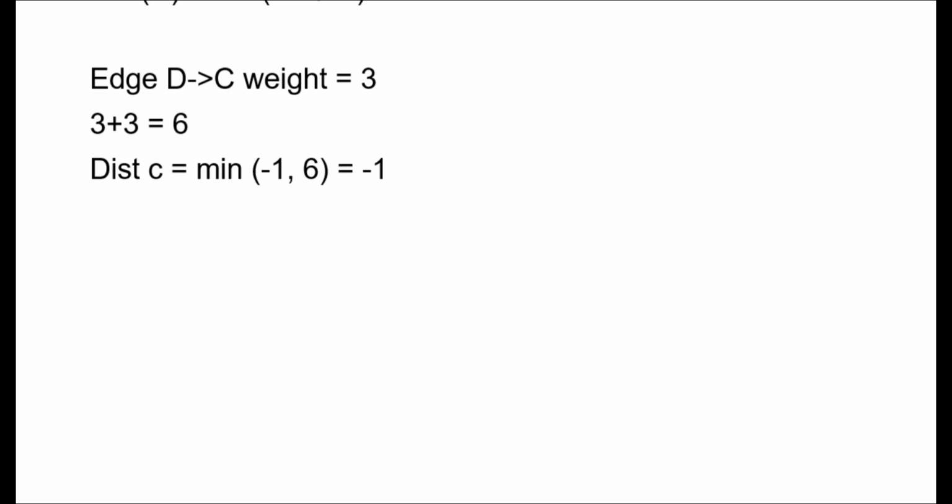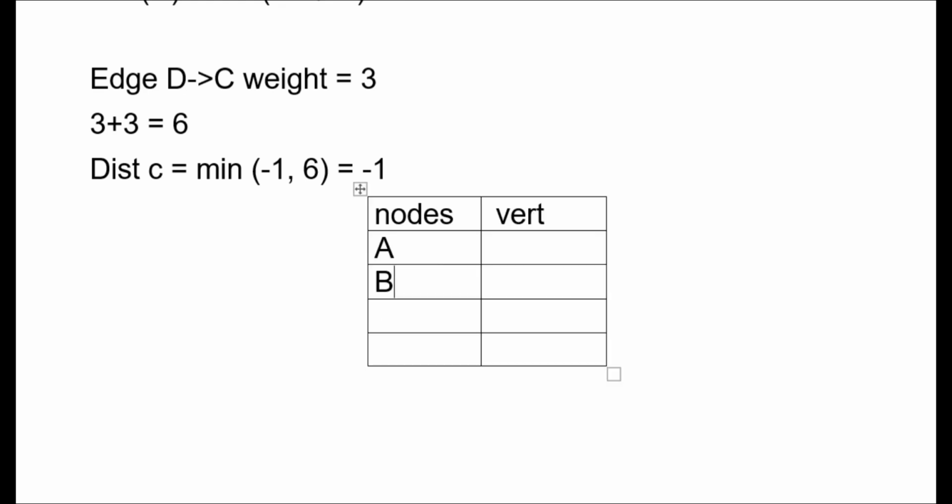After the first iteration, we need to update these distances. We need to take a table: first one is A, second one is B, and third one is C. A to A is 0.